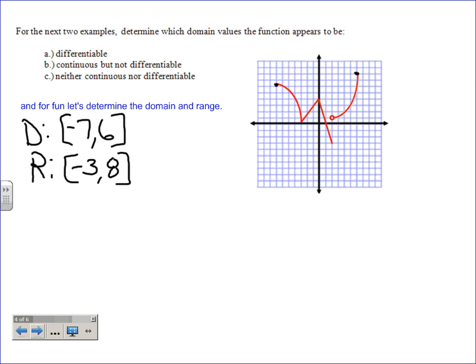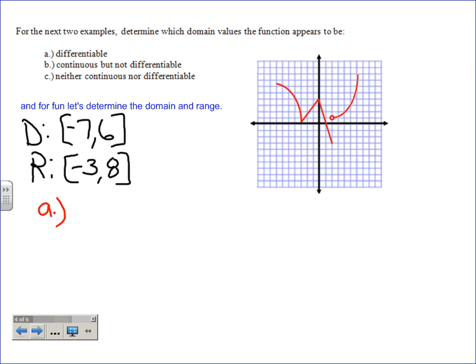Now, the range part was more for review. The domain part actually could be very helpful in answering these other questions. A. Where do you believe it's differentiable? So for example, is it differentiable right there? And right there? Over here? So are there a lot of places it's differentiable? But are there also some that it is not? Okay, there are some. So sometimes when you have these questions, isn't it easier just to find the places that it's not?